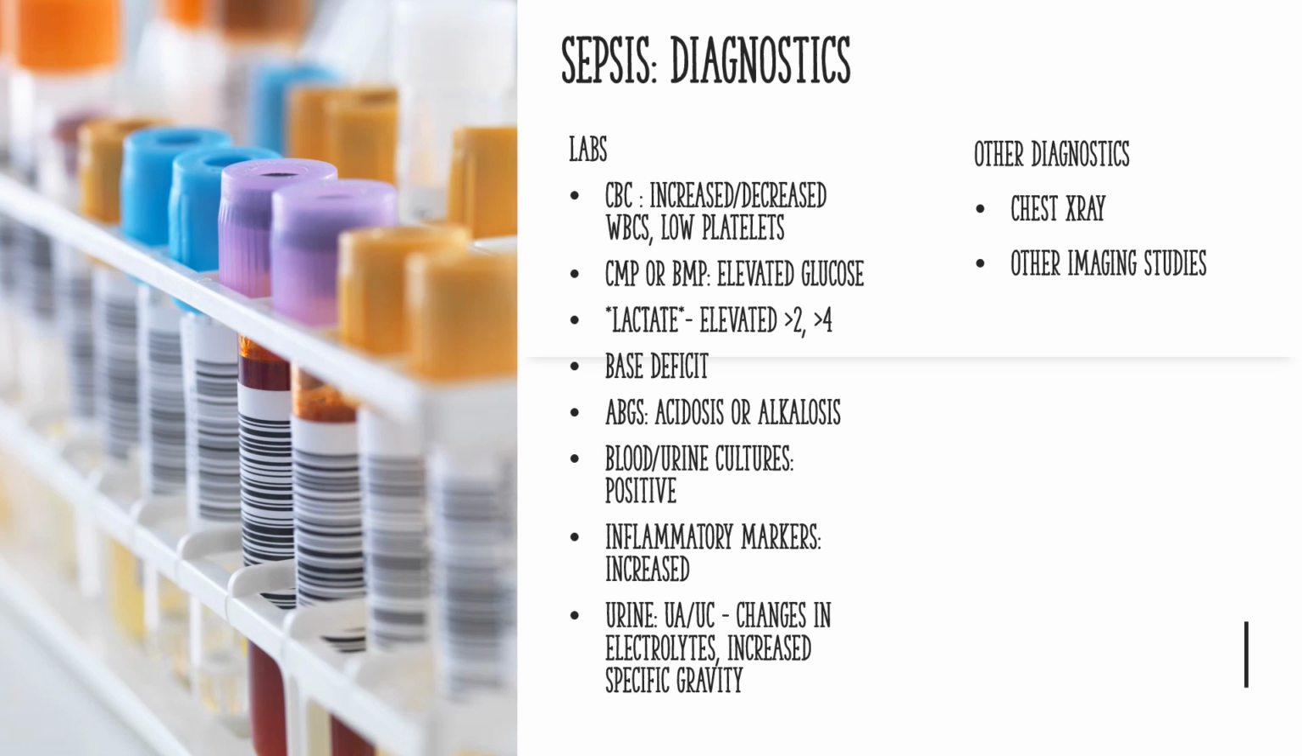And then looking at that urine again, get a UA and UC. You might want to look at, is the specific gravity increased? That might tell you a little bit about that urine. Other diagnostics, if you think that the patient is having a pneumonia, get a chest x-ray. You might need to consider a CT scan if you think there's something in the chest or bowel related.